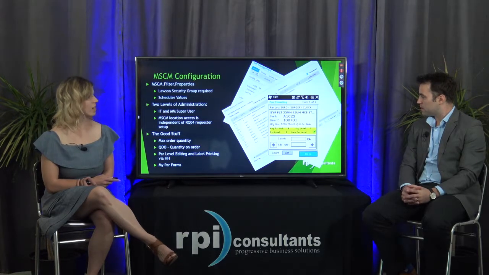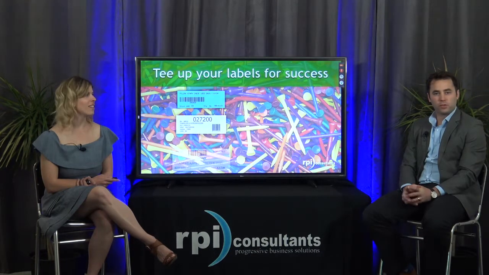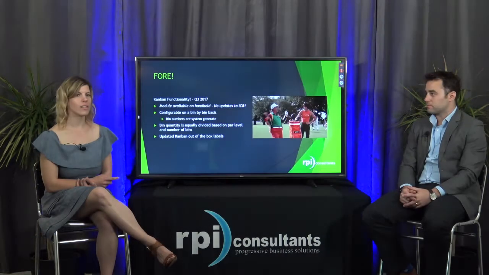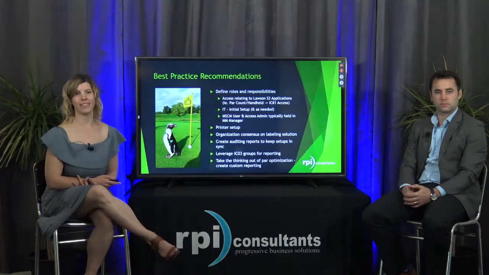I don't want to misspeak on this one, but I believe once you update the par level, you might be able to push a new label out from that. So is this going to go off of the user's default label printer? Right. If you go back to the reports, I got a couple questions.